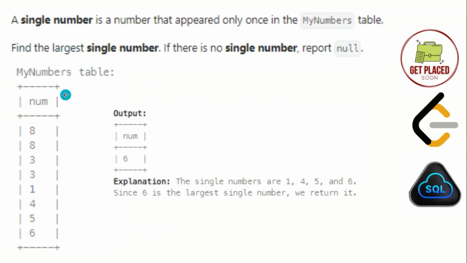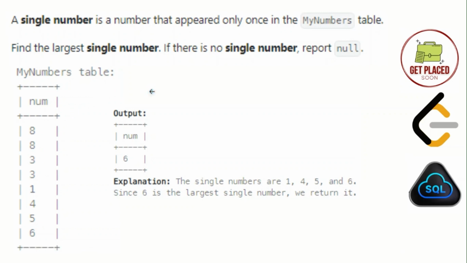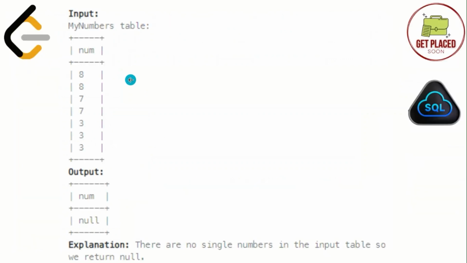So here we have my numbers table. We have 8 present multiple times, so 8 is not a single number. 3 is present multiple times, 3 is not a single number. We are left with 1, 4, 5, and 6. So these are single numbers. Out of 1, 4, 5, 6, 6 is the greatest number. So we are supposed to return 6. We have one more example here. You can see we have 8, 7 and 3 present multiple times, and there is no single value. That's why we will return null.